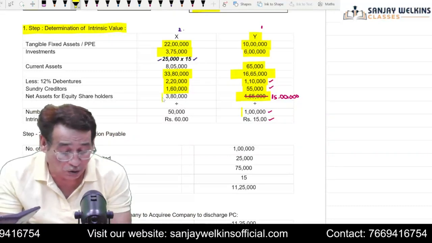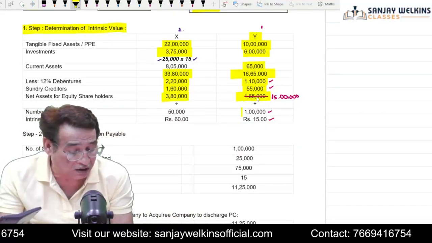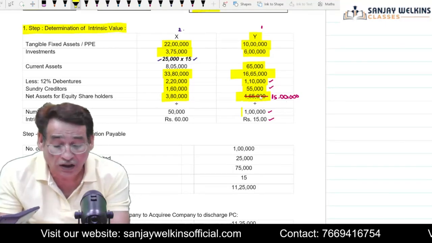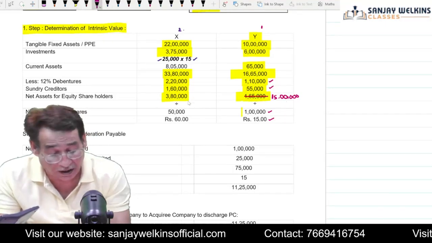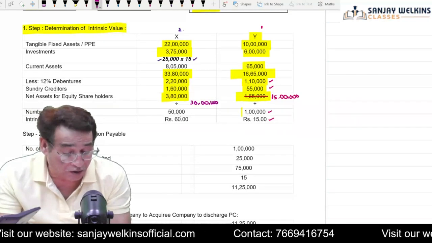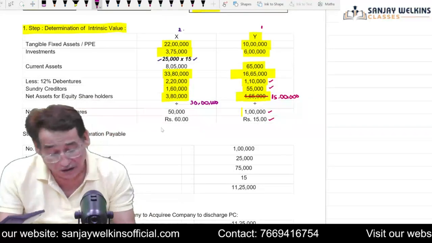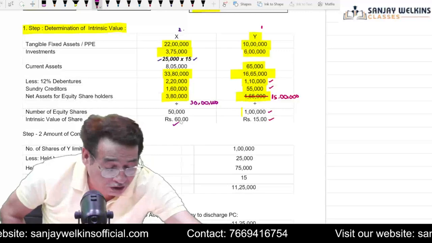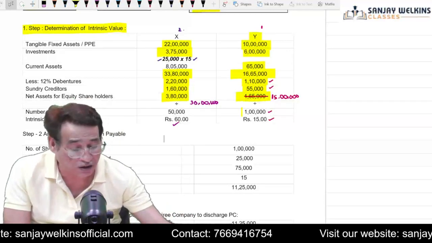So this is the total actually. This 380 is total, and this 165 is also total. Then I will get 15 lakh, and then I will get 30 lakh in this case. Total net assets will be equal to 30 lakhs. 30 lakh divided by 15, then I will get 60 as the intrinsic value of share. So intrinsic value of share is equal to 60. Is it clear to you?